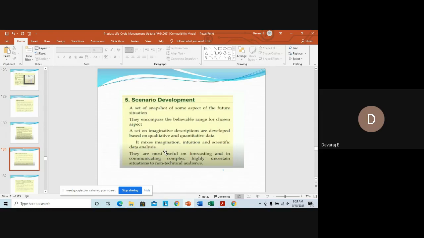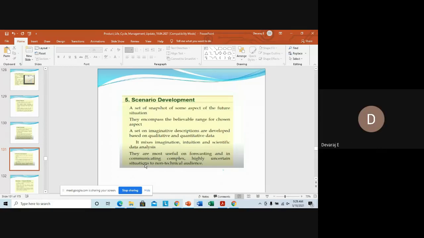This is called imagination. So you try to solve the problem by quantitative or qualitative methods, and you will analyze and tell the CEO, if I use this technology, we can finish the task within 2030. So this is called scenario development. Does anyone have any doubts?